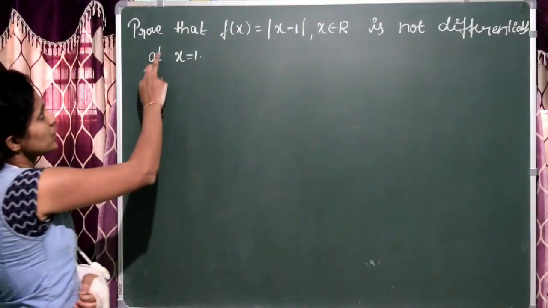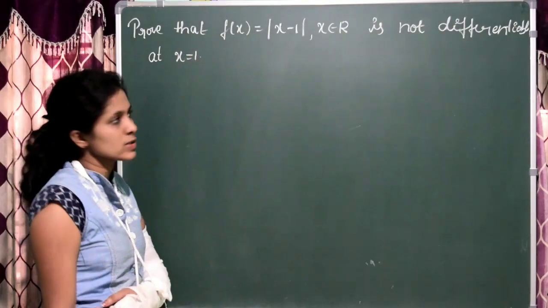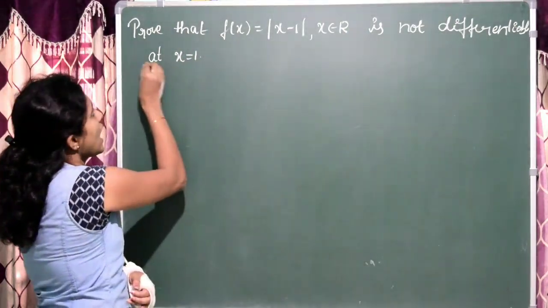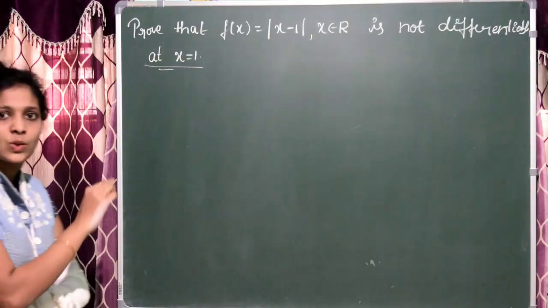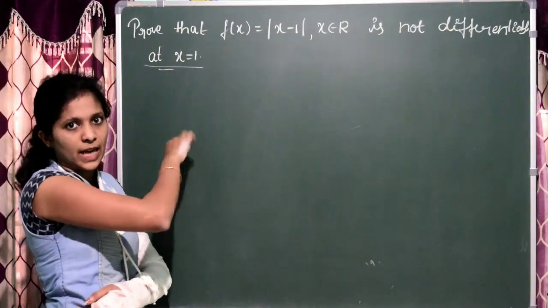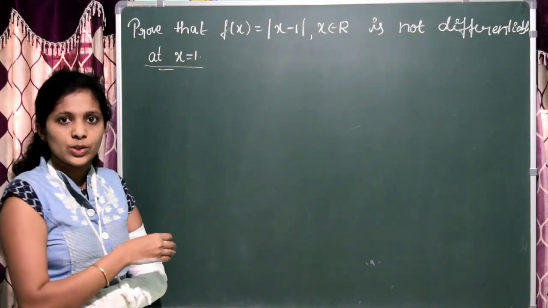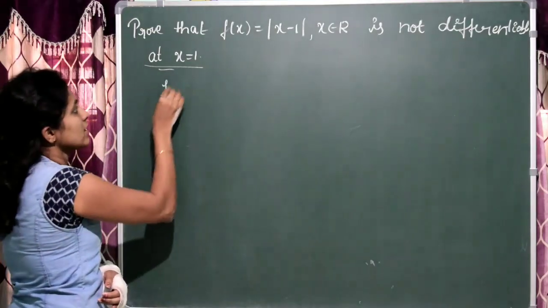See this problem. Prove that f of x is equal to modulus of x minus 1, x belongs to R, is not differentiable at the point x is equal to 1. So you have to prove that this is not differentiable. I mean you have to show that in the differentiation left hand limit is not equal to the right hand limit. First let me write the derivative formula.